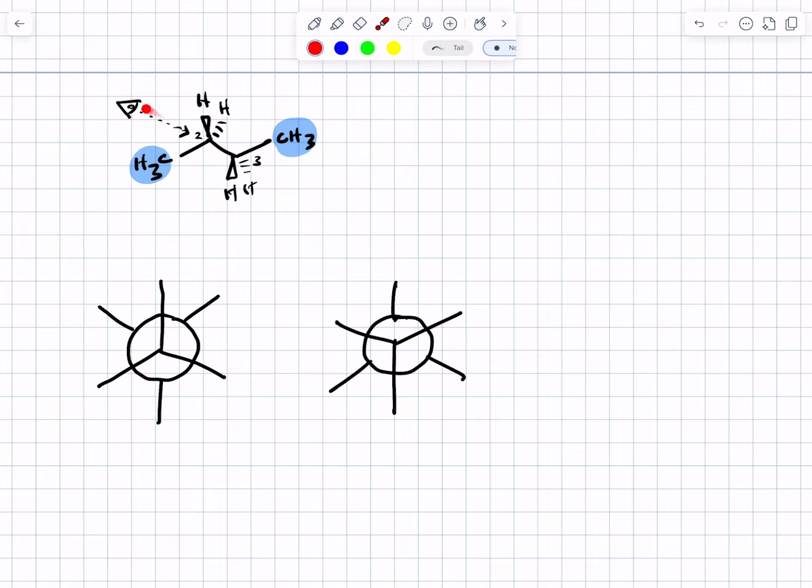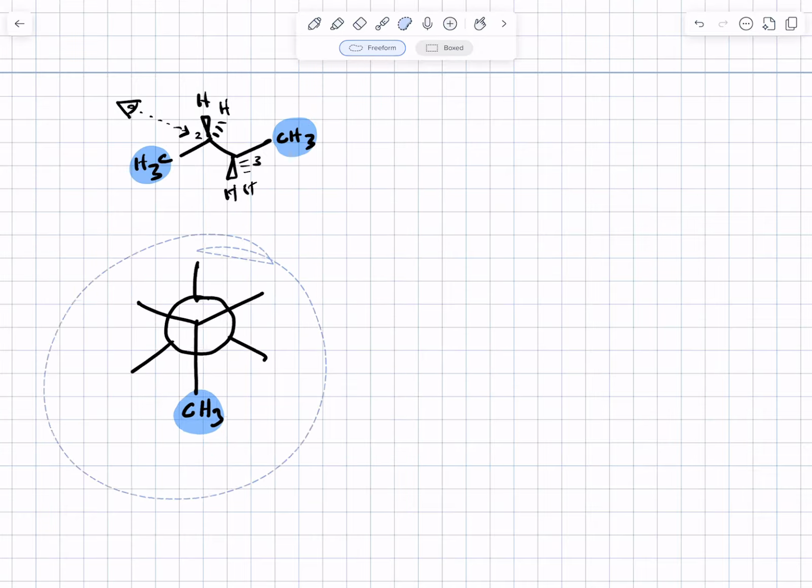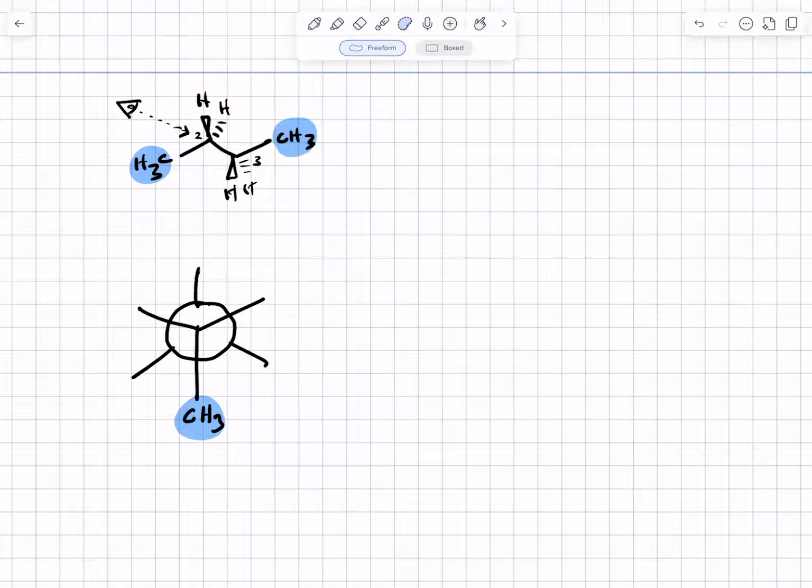If we put ourselves in the plane of the page, looking down this bond, the thing that's pointing downward would be the methyl group. Okay, so a conformation where the methyl group in the front is anti to the methyl group in the back, where should I put the methyl group in the back? Pointing up for that carbon in the back, good. All right. And then I need to remember, so the hydrogens. What is this hydrogen in the back gauche to?